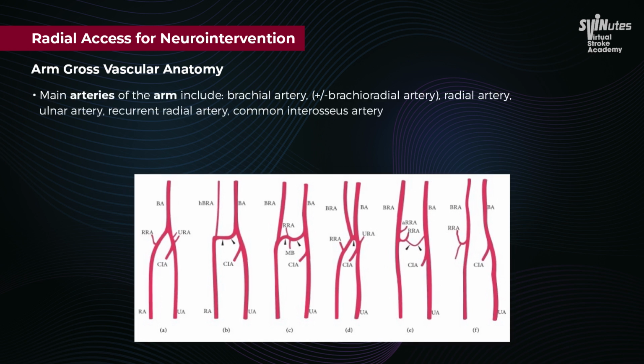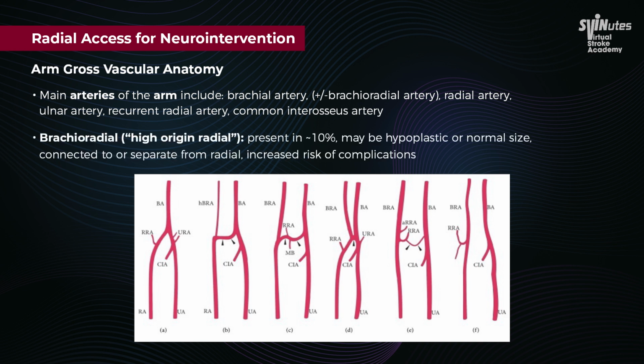The main arteries of the arm include the brachial artery, possibly a brachioradial artery, radial artery, ulnar artery, recurrent radial artery, recurrent ulnar artery, and a common interosseous artery. A normal anatomic variation is seen on the left side of the figure with a brachial artery dividing into radial and ulnar arteries. However, vascular anomalies can be seen in up to 14% of the population.